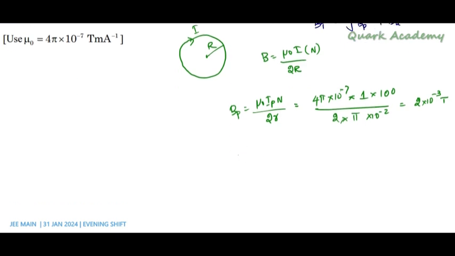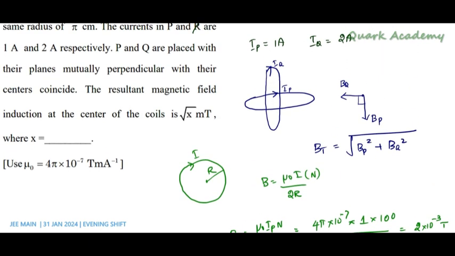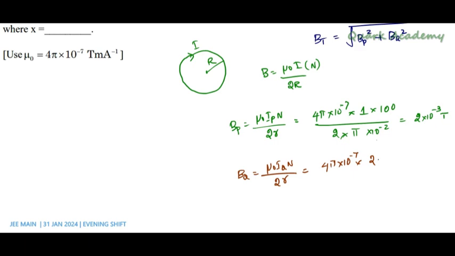Do the same thing for the next coil Q. So mu naught IQ N divided by 2R. Mu naught again is 4 pi into 10 power negative 7. Here the current is 2 ampere, IQ is 2 ampere. N is 100, and 2R is pi into 10 power negative 2. So this will become 4 into 10 power negative 3 Tesla.